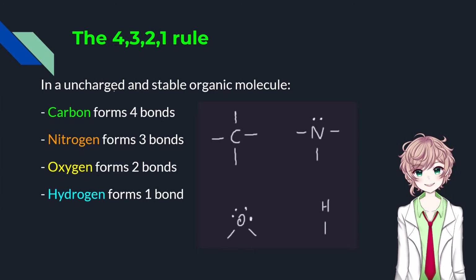In an uncharged stable organic molecule, carbon forms 4 bonds, nitrogen forms 3 bonds, oxygen forms 2 bonds, hydrogen forms 1 bond. And as long as you remember this, you're pretty much set for drawing organic molecules and knowing how many bonds each atom usually has, because you usually encounter these 4 mainly in organic chemistry.